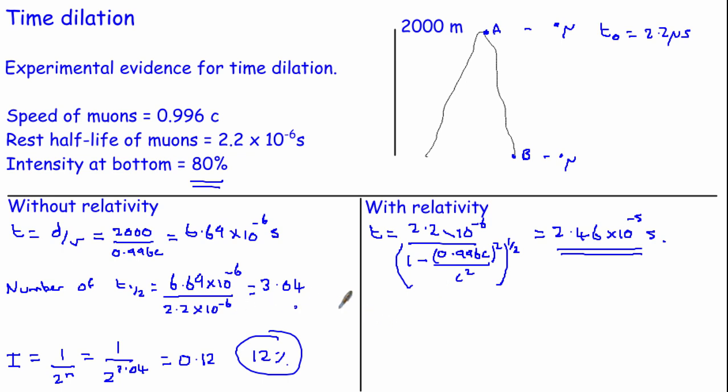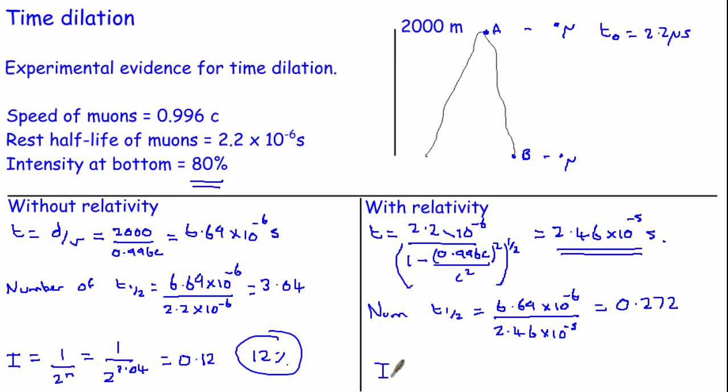So we can do the same thing that we did over here. So the number of half-lives now, well, it still takes the same amount of time to go from the top to the bottom, which is our 6.69 times 10 to the minus 6. But the half-life that we now measure, because we're moving relative to these muons, is this thing, 2.46 times 10 to the minus 5. And if we do that, we get 0.272.